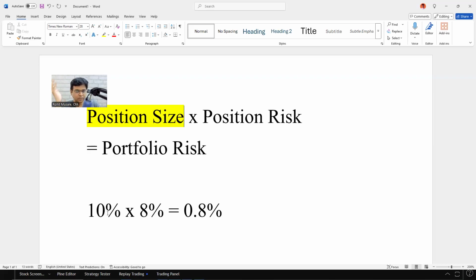People like Mark Minervini and his students might use 15%, 20%, 25% position size to capture maximum gain in a very short period of time. But that comes with risk. The higher the position size, the higher the risk. The higher the position size, the more the need to micromanage the trade. But 0.8% is very much acceptable. Let's take it one step further.